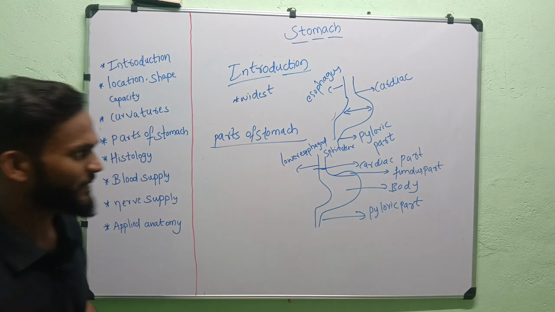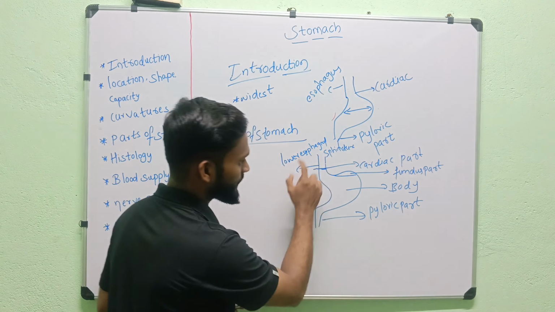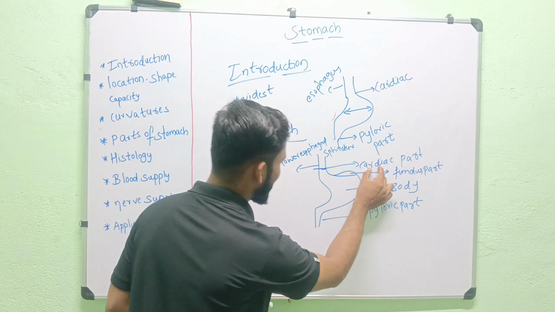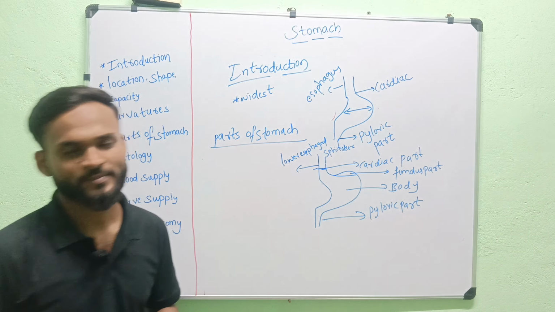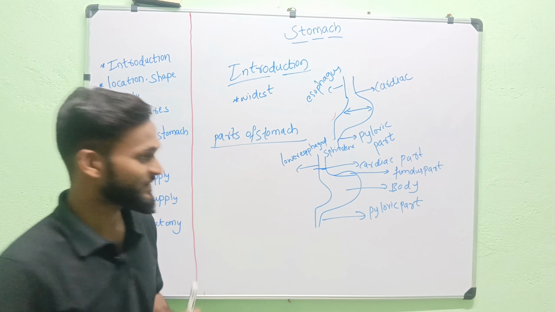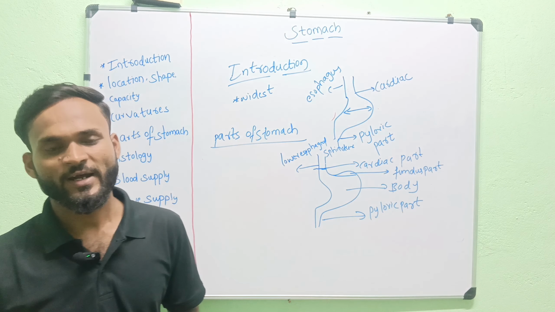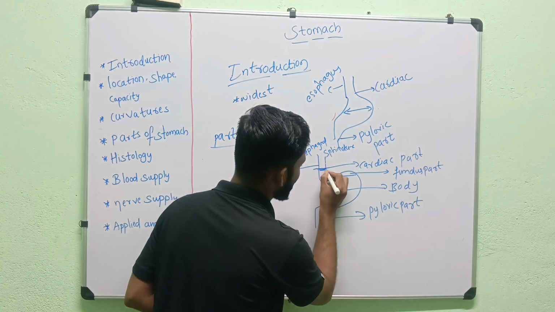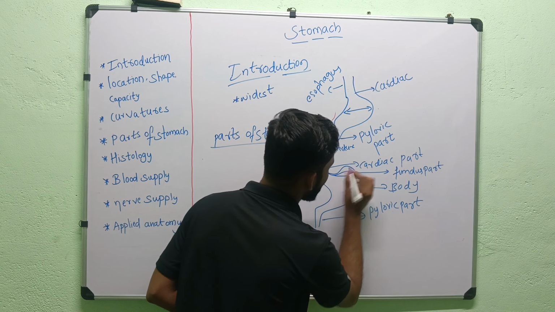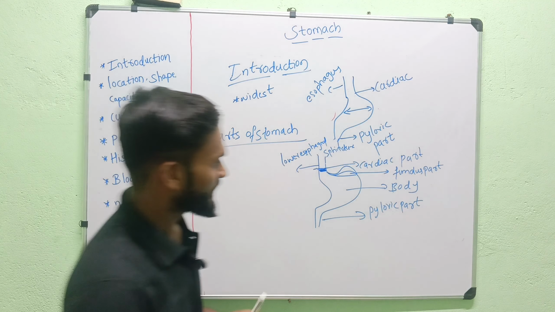It is all about the first part of your stomach. The first part of the stomach is known as the cardiac part, which covers the superior end of your stomach, and near the cardiac part there is the lower esophageal sphincter. The next one is your fundus part. The fundus is present just left and superior to your cardiac part.